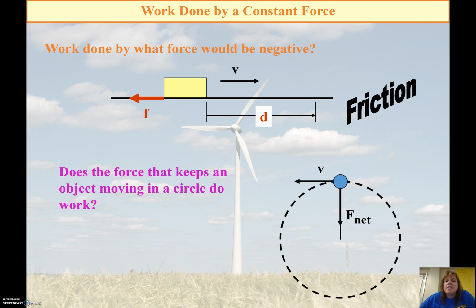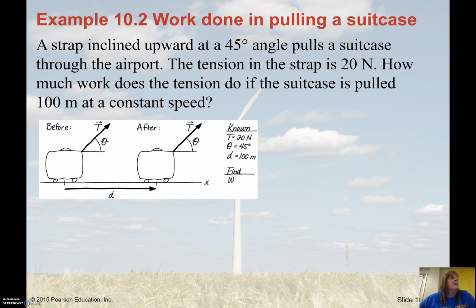What about forces that keep objects moving in a circle, in uniform circular motion? Do those forces do work? Absolutely not. That force is perpendicular to the direction of the displacement at any moment, any instant in time. So circular forces, or forces that are perpendicular to the direction of displacement, do no work. So not all forces do work. Let's do an example of a calculation.